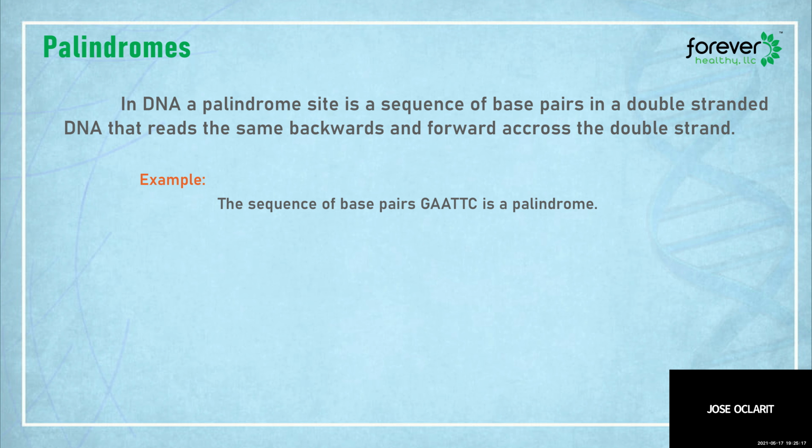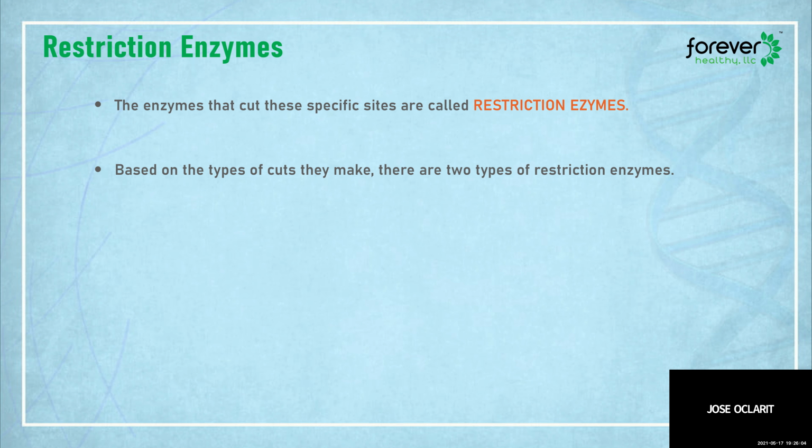GAATTC is actually a palindrome. That is a sequence of DNA that is recognized by the enzyme, and that enzyme comes from bacteria. That enzyme is termed a restriction enzyme. Restriction enzymes, therefore, are those enzymes that cut at palindromic sites, and they are called restriction enzymes because they are restricted to that site only. So the enzyme recognizes that specific sequence. That is why they are called restriction enzymes.